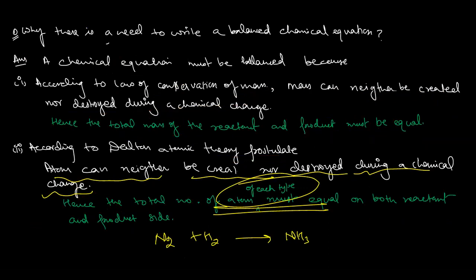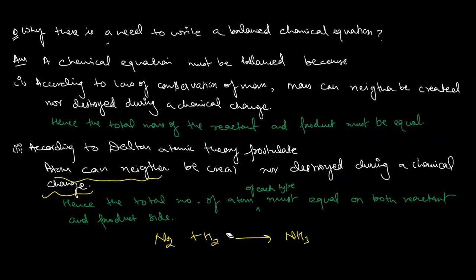Let me explain why there is a need to write a balanced chemical equation. First of all, according to the law of conservation of mass, mass can neither be created nor destroyed during a chemical reaction. When a chemical reaction is taking place, since the atoms are not destroyed and atoms have mass, the mass will be conserved. So the total mass can neither be created nor destroyed during a chemical reaction. Got it?